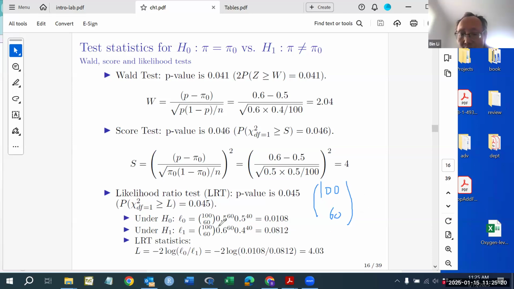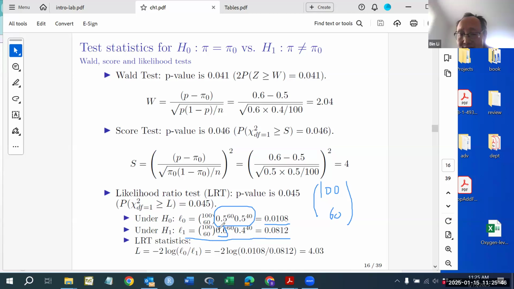Then multiplied by this. That's for the null, because under the null hypothesis, pi is 0.5, to the power of 60, and 1 minus 0.5, which is also 0.5, to the power of 40. That gives this one. And under the alternative, it's this one.